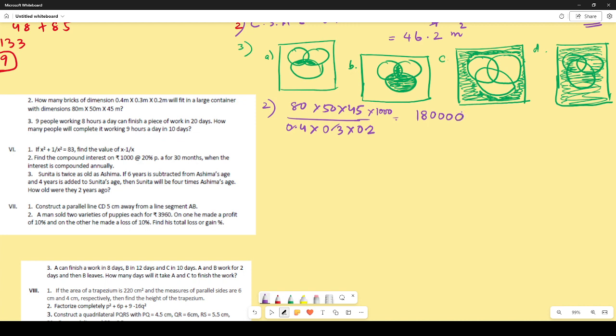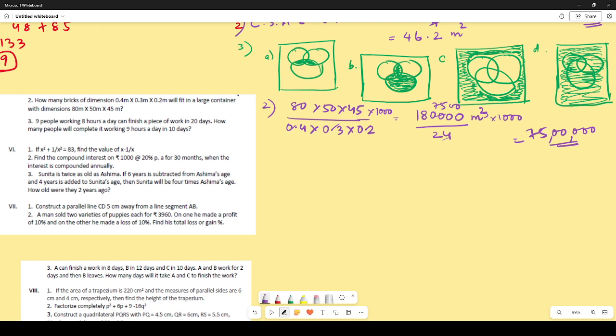180,000 square meters, right? Okay, cubic meters divided by 24. Oh, that would be 1, 2, 3, 4, and you have 3 more zeros. This is 80 into 50 into 45 is this much, and then you have 3 more zeros added to it. It will be into 1000, right? So what you get over here is 7500. So the answer will be 75 lakhs of bricks. That will be your answer.